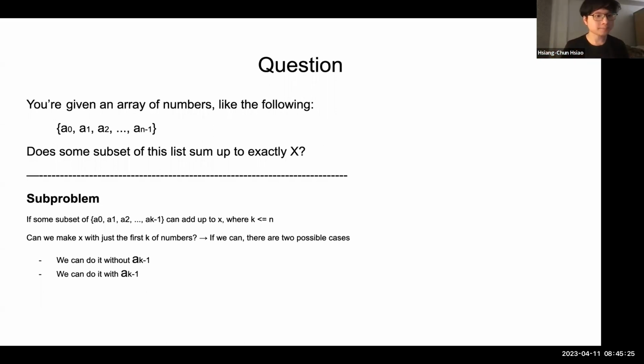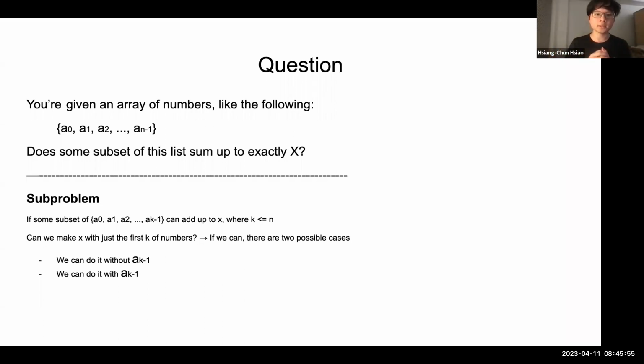So in this case, if we have some subset of A0, A1, A2 till AK-1 that can add up to X, where K is less than or equal to N, we can identify by thinking about, can we make X with just the first K of numbers? So basically the subproblems of that would be A0 till K-1, and we can see if we can make X with just the first K of numbers.